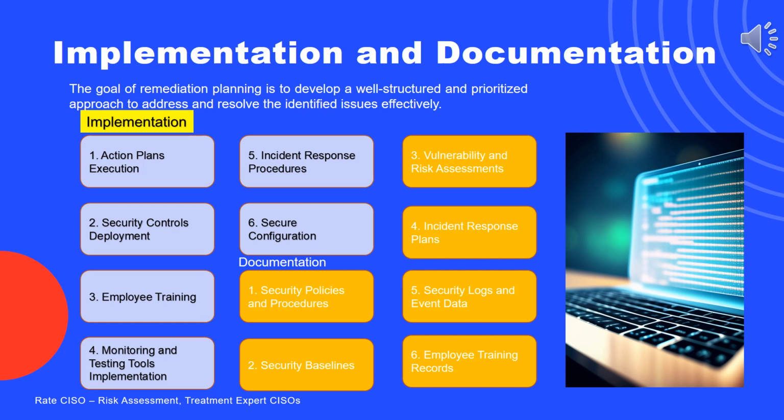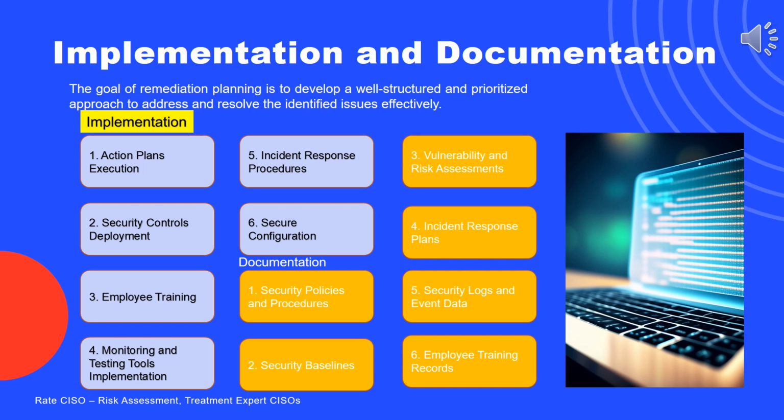Document all security policies, procedures, and guidelines that guide the organization's security practices. 2. Security baselines. Establish security baselines, which are documented configurations for various systems and applications that meet minimum security requirements. 3. Vulnerability and risk assessments. Document the results of vulnerability assessments, risk assessments, penetration tests, and security audits.